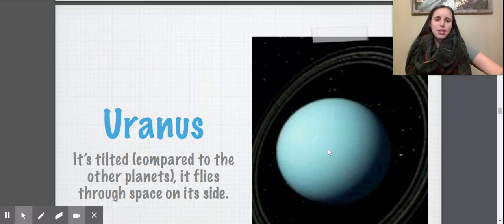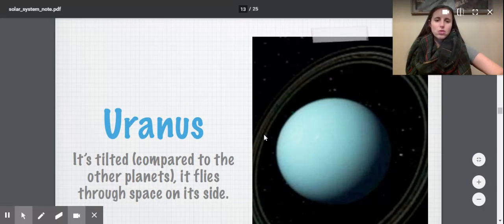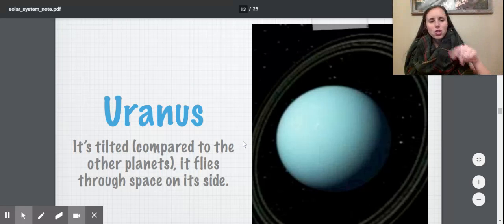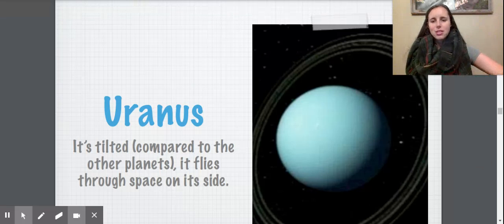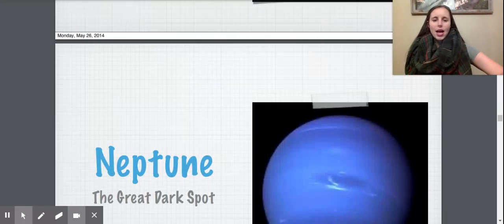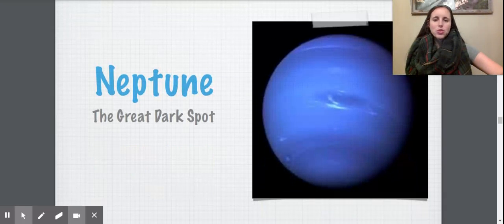Uranus, as you can see, also does have rings. The reason that we actually have the rings shown here is that this shows that Uranus flies along on its side. You can see that Uranus is going through on its side, on its tilt, compared to the other planets. So it's kind of like flying through space on its side. It's pretty cool. After Uranus comes Neptune.